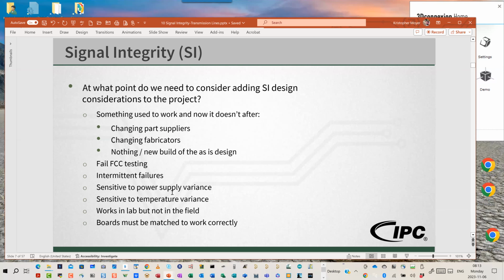Then the next big question that gets asked all the time: at what point do we need to consider adding SI design considerations to the project? And I already have it stated up here. SI is for signal integrity, not SI for metric, Système international, the French term for the metric system that we use. Instead, SI in this case, I'm referring to signal integrity. So at what point do we need to consider adding signal integrity design considerations to the project? Well, and I'm going to come to this first bullet last, but you may have failed FCC testing.